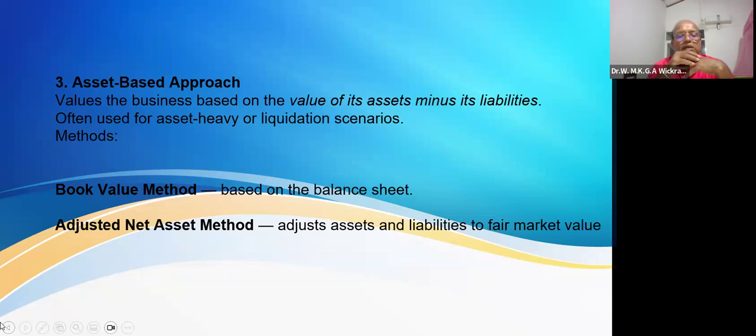Second method, adjusted net asset method. Net asset means the same thing. Net asset means assets minus liability. What is remaining is the net assets. So we will do more sums after the break.